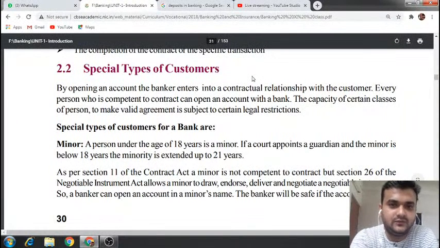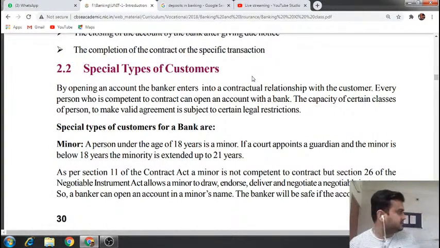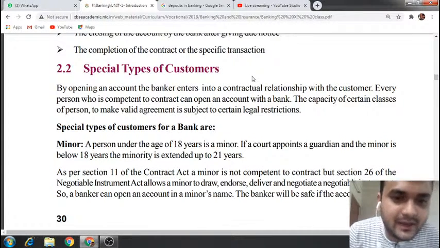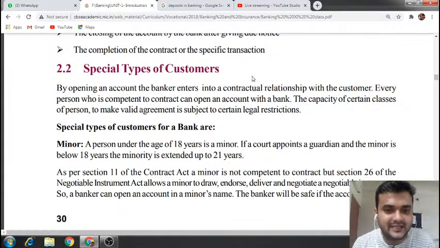Okay, so we'll start with the new topic. We were doing the second chapter and we'll be continuing with the second chapter, that is banker and customer. In this chapter, as I said, we are studying about the relationship between the banker and the customer. Which type of relationship? What are the different types of relations between the banker and the customer?